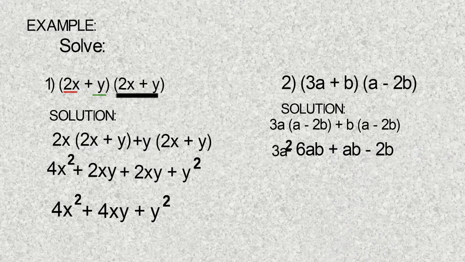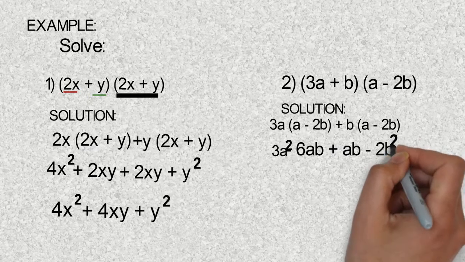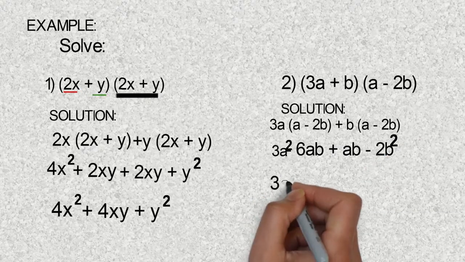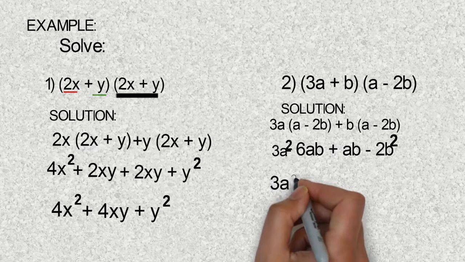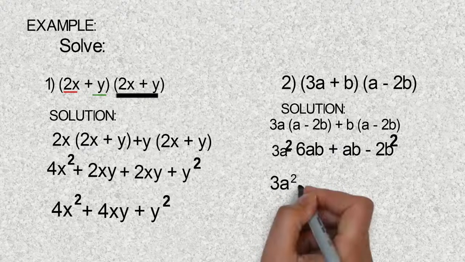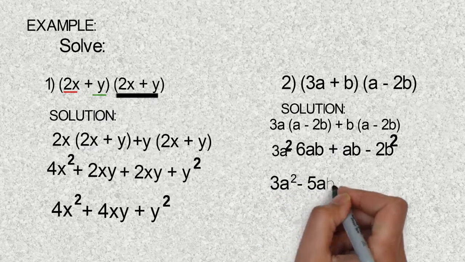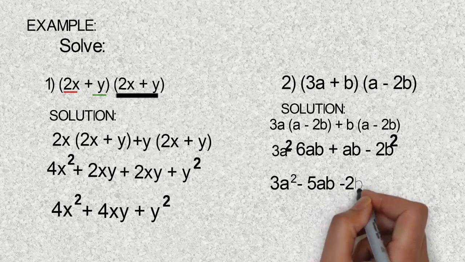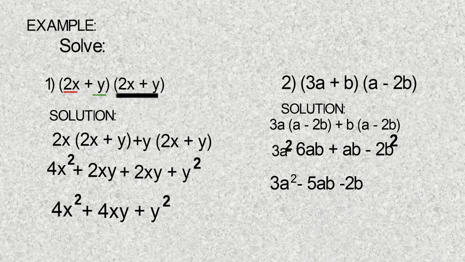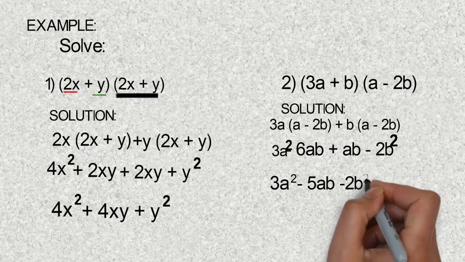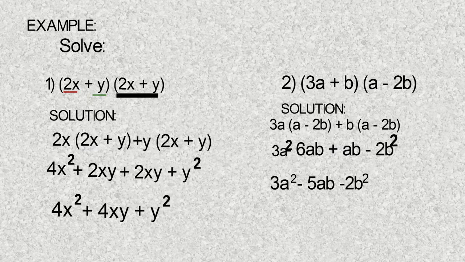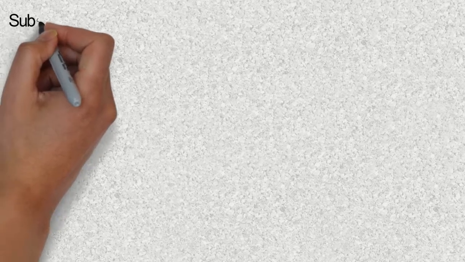Then plus b times minus 2b. I said plus times minus will give us what? Minus. So I have minus 2b squared. So I have 3a squared, then minus 6ab plus ab will give me minus what? It gives me minus 5ab. You know that. Then minus 2b squared. So I have 3a squared minus 5ab minus 2b squared.